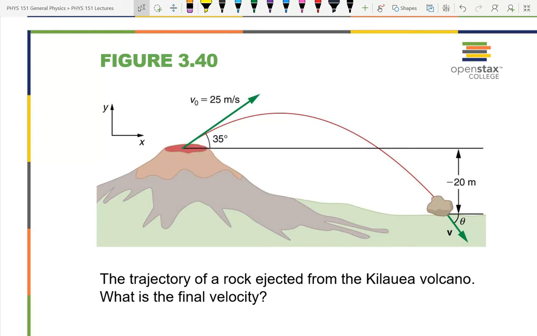Find the x and y velocity. Okay, find vx initial equals v initial cosine of theta initial. vy initial is equal to v initial sine of theta initial. That is definitely a first step to take. Then what do you do with that?